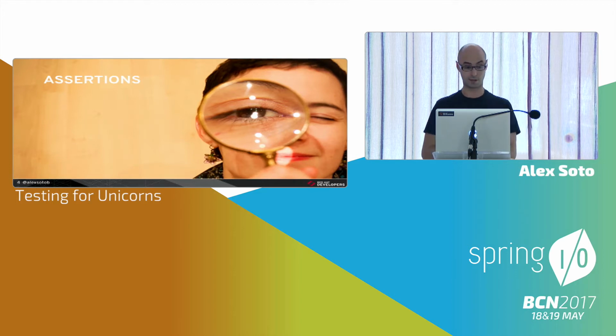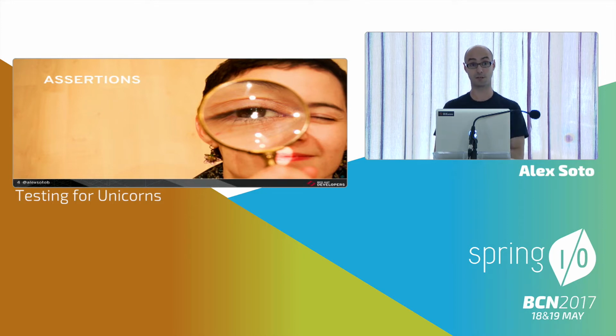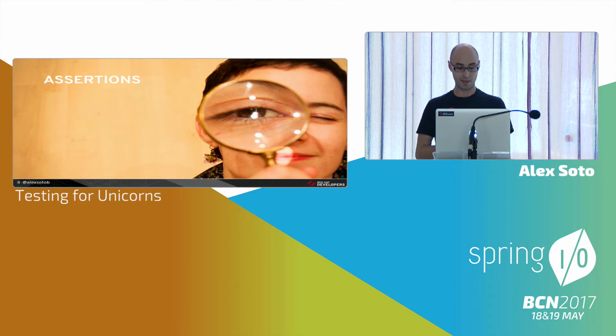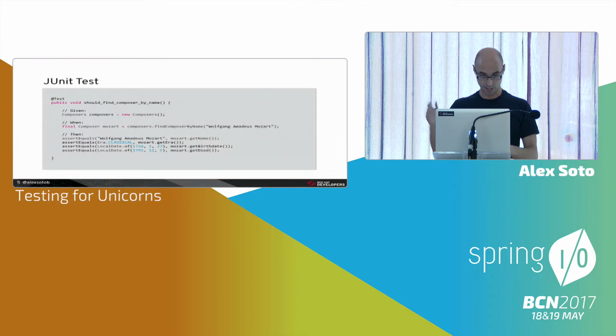Let's just start with assertions. I think that all tests have assertions. If they don't have assertions, then you have a problem, because they will always be green. And the most important thing about an assertion is that it verifies the logic under test, and that any reader finds it easy to understand that test. And let's see an example.